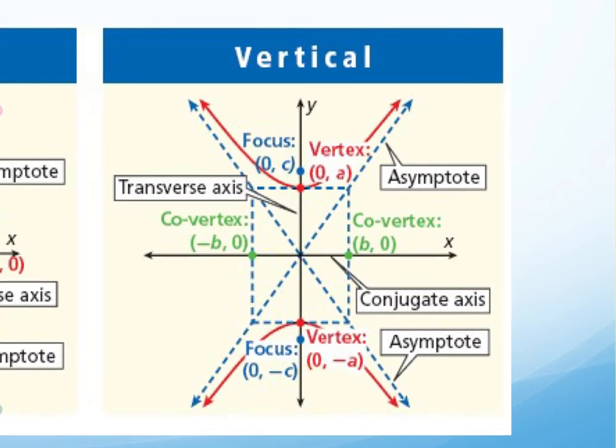All right, so vertical just turns it, right? So this one has a center at 0, 0. The vertices are A distance away, but up and down this time. The co-vertices are B distance away, but right and left this time. The focus is C distance away, up and down, just like your vertices. You would draw the box connecting the points B and A distance away. You then draw your asymptotes through the corners of that box. And then you draw your branches off the vertices as wide as those asymptotes allow you.